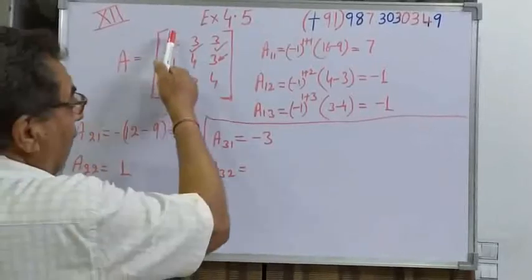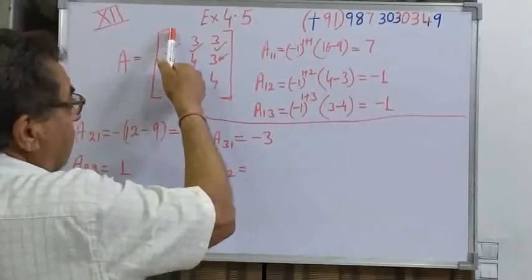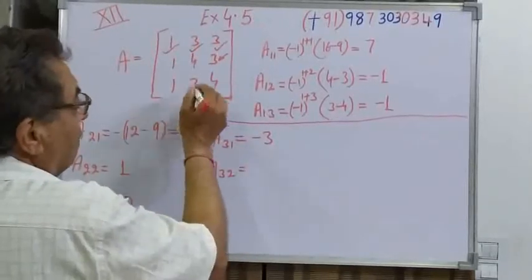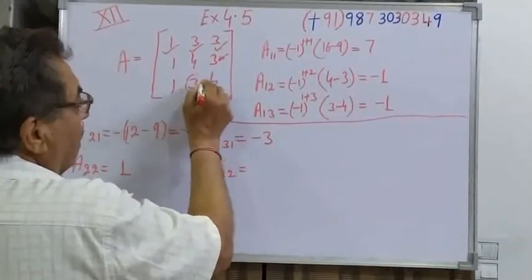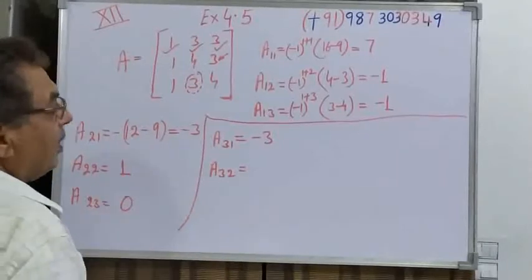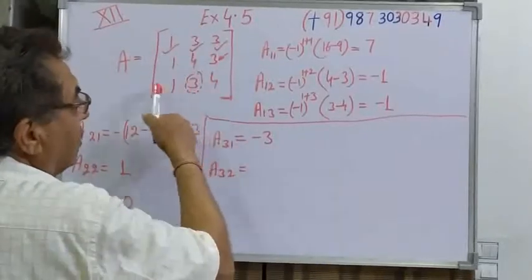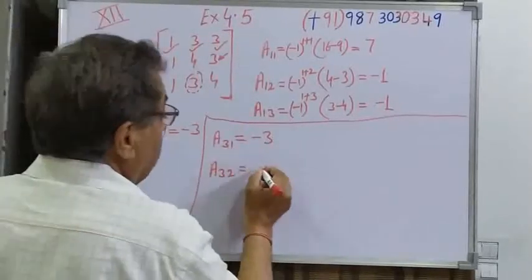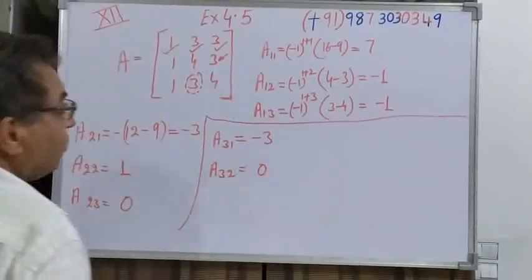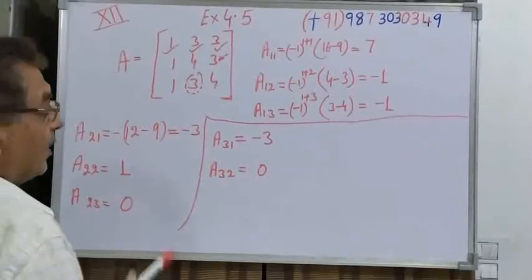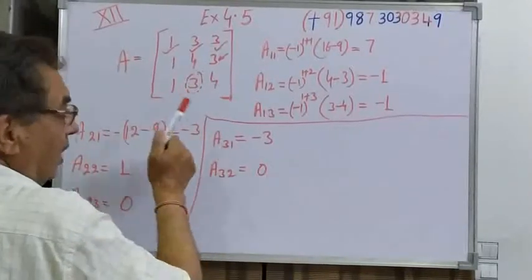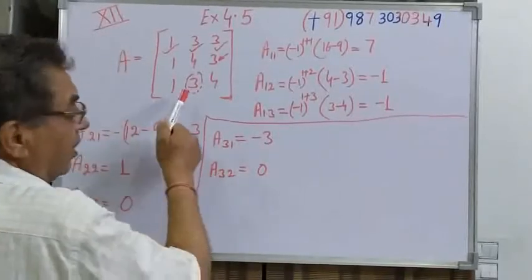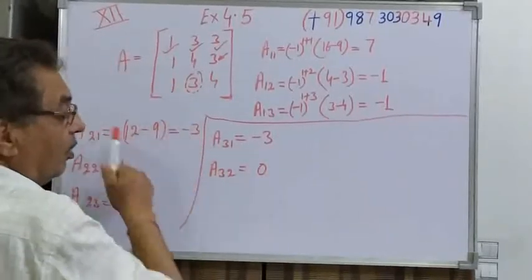Third row, second column. So first of all, I found the A31. A31 was this. 3 3s are 9 minus 12. Now this one, 3. We want this one. That is the cofactor of A32. Hide this. 1 3s are 3 minus 3. That is 0. It is the cofactor of the element which lies in the third row and the second column.